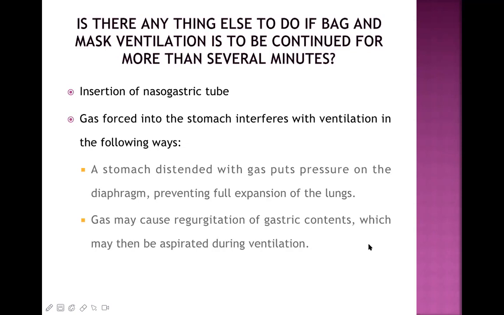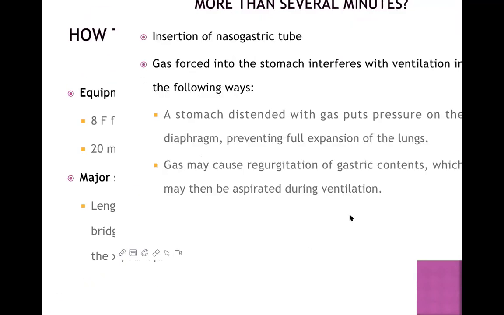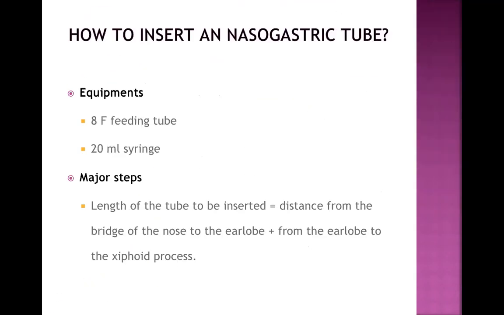Another important thing, this gas will also regurgitate the gastric content, which can then be aspirated during ventilation. This aspiration can lead to aspiration pneumonitis, which is considered a very severe type of pneumonitis. Now, another important concept the student has to know is how to insert a nasogastric tube.